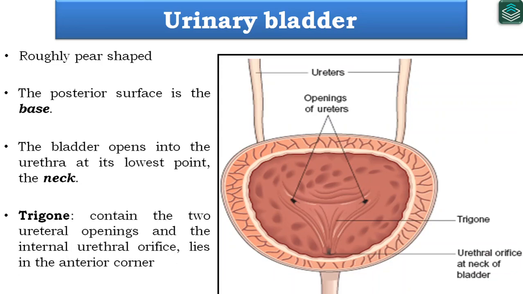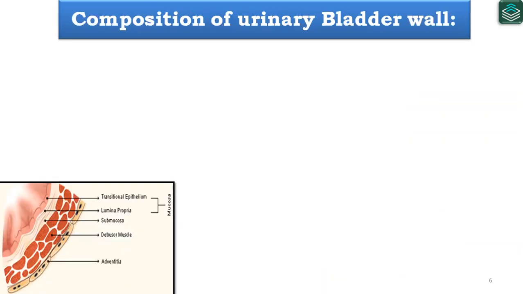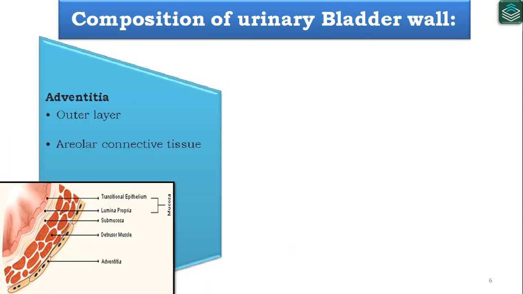In the floor of the urinary bladder is a small triangular area called the trigone. The 2 posterior corners of the trigone contain the 2 ureteral openings, and the third, internal urethral orifice lies in the anterior corner. Composition of the urinary bladder wall is the same as that of the ureter.